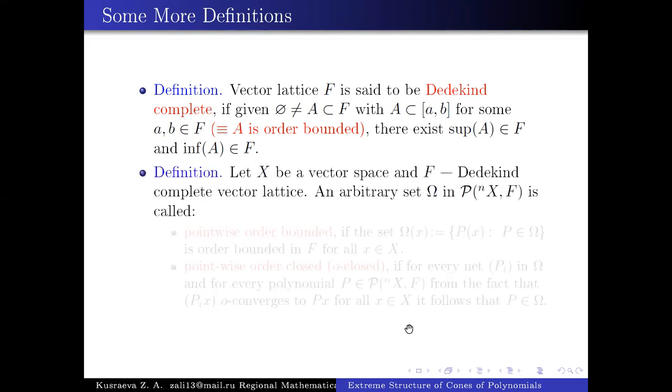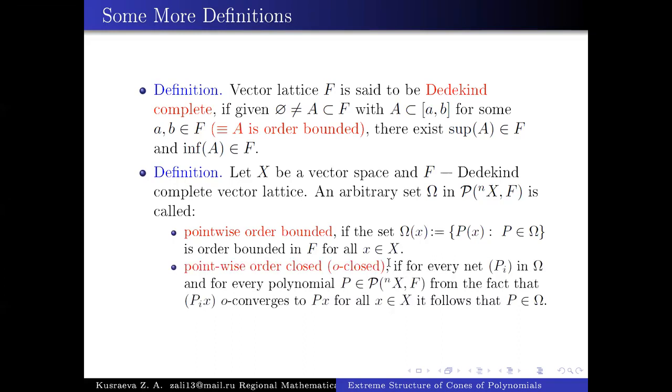And one more definition. An arbitrary set omega in a space of homogeneous polynomials acting from a vector space X to a Dedekind complete vector lattice F is said to be pointwise order bounded if the set omega(x) is order bounded in F for all x in X, and omega is called pointwise order closed or O-closed if for every net pi in omega and for every polynomial P, from the fact that the net pi(x) O-converges to P(x), it follows that P belongs to omega.